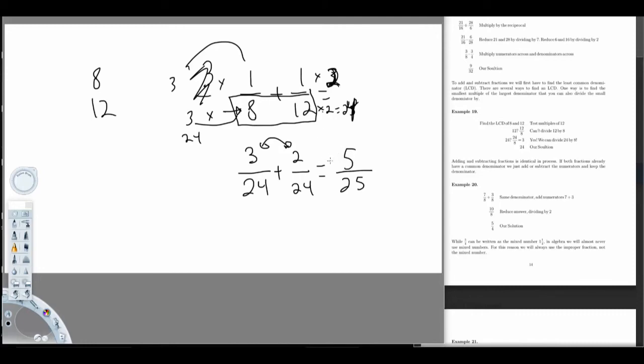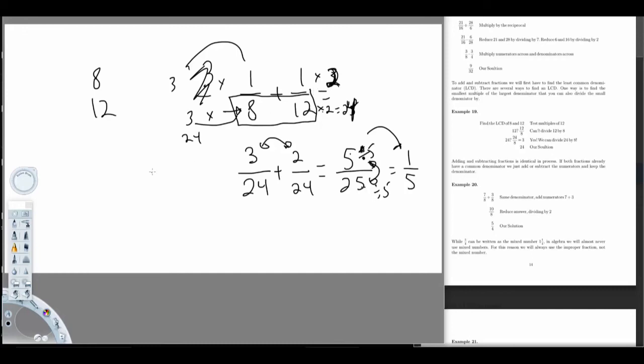5 over 25. Oh, wait a minute. Can you reduce this? Can you reduce 5 and 25? Yes, you can. So that would really be 5 divided by 5, 25 divided by 5. That would be a 1, and 25 divided by 5 is a 5. So let's think about this.